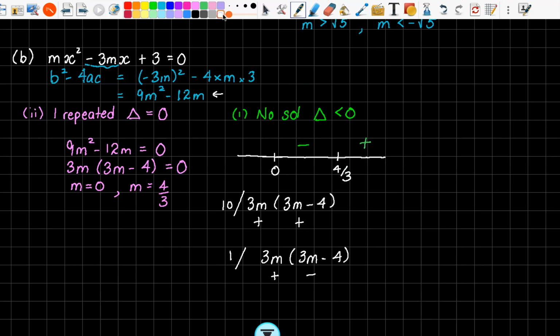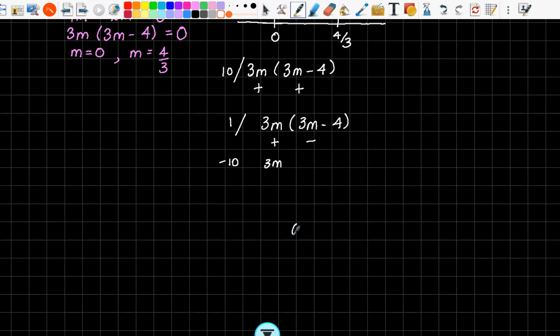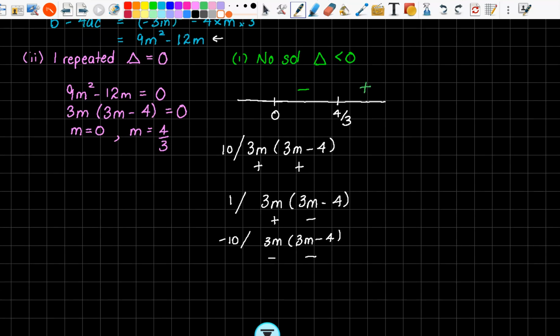Now we pick a number less than 0. Minus 10. And I'm going to pop it into 3m times 3m take 4. Sorry, jumped a bit there. We're popping in minus 10. What's 3 times minus 10? That's a negative answer. 3 times minus 10 is minus 30 take 4. That's also a negative answer. So a negative times a negative is positive.